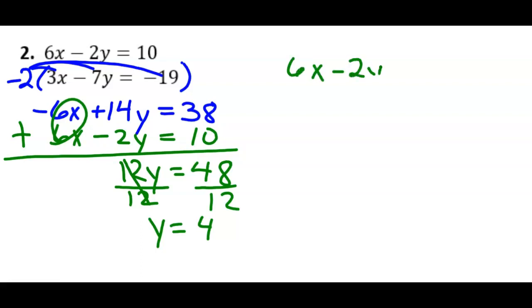6x minus 2y equals 10. I know y is 4, so I'm going to put that in there. 6x minus 2 times 4 equals 10.